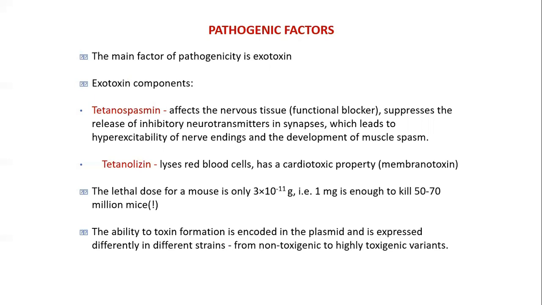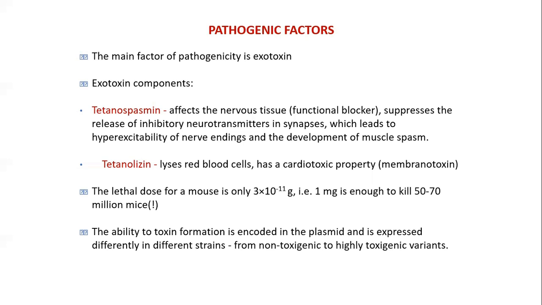The lethal dose for a mouse is only 3 multiplied by 10 to the power of -11 gram. For example, 1 milligram is enough to kill from 50 to 70 million mice. The ability to form toxin is encoded in the plasmid and expressed differently in different strains, from non-toxigenic to highly toxigenic variants.